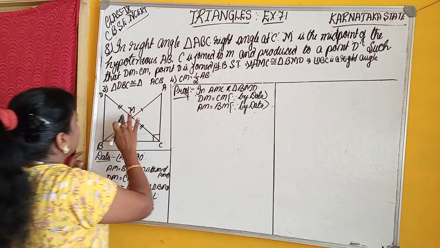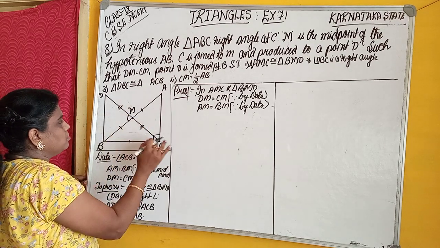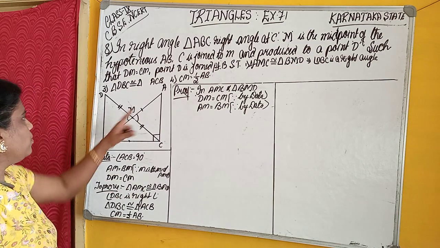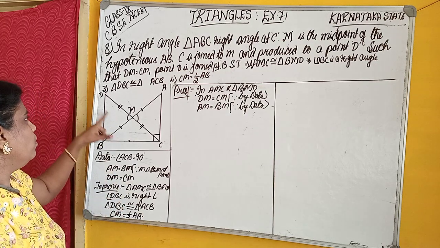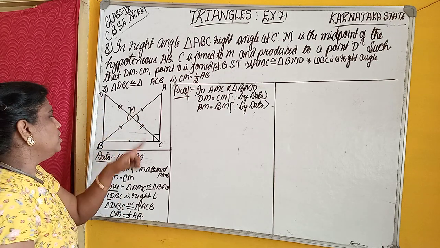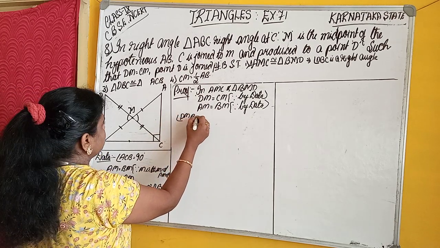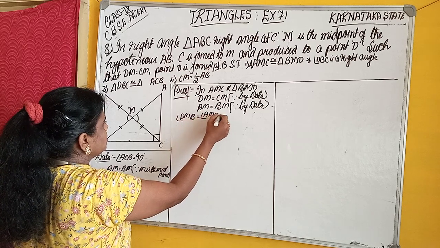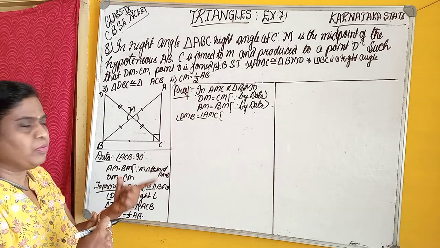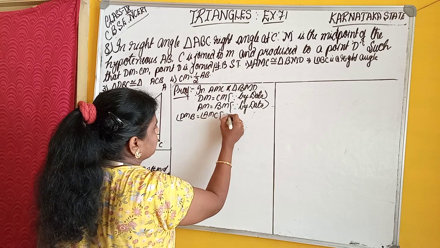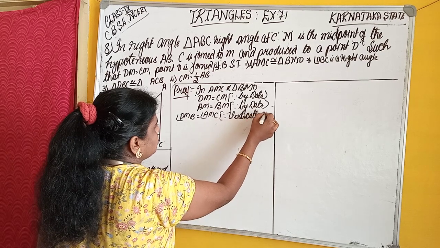And here, look at angle DMB and angle AMC, they are equal, isn't it? Because AB and DC are straight lines, they intersect each other. Therefore, angle DMB is equal to angle AMC. These two angles are which type of angles? When two lines intersect each other, the opposite angles are vertically opposite angles.